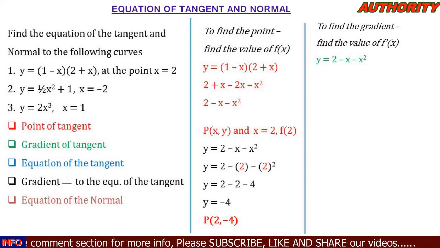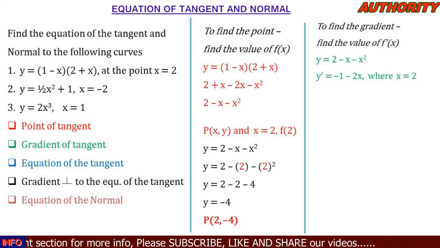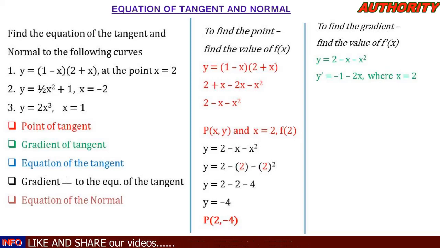So we're going to have minus 1 minus 2x. When you differentiate 2, it's going to give us 0 because it is a constant. And when you differentiate minus x, it's going to give us minus 1. When we differentiate minus x squared, it's going to give you minus 2x. So y prime is equal to minus 1 minus 2x.